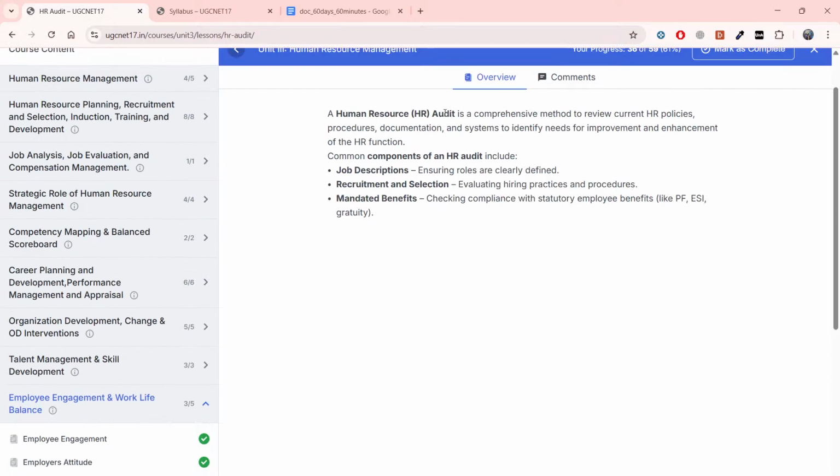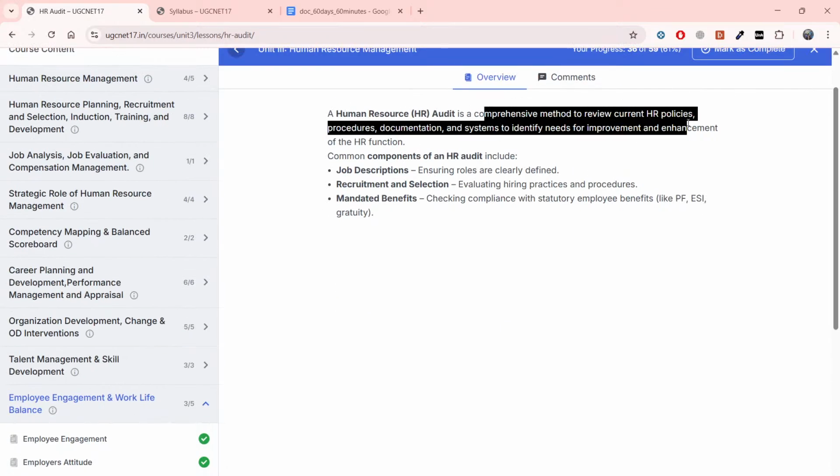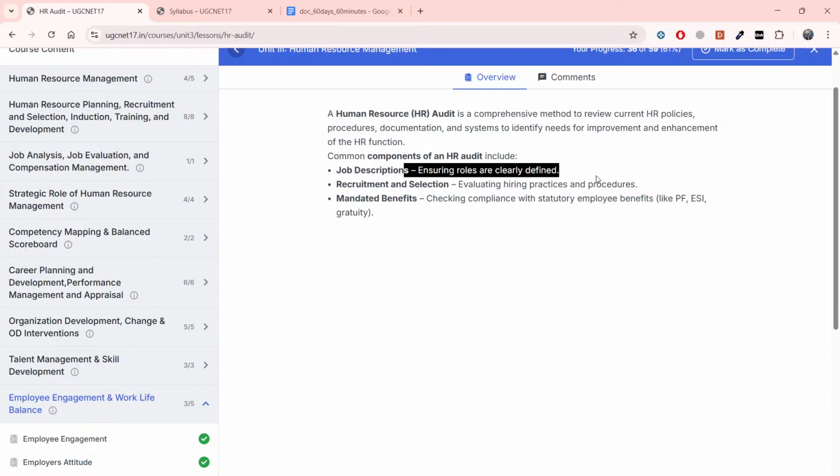A human resource audit is a comprehensive method to review current HR policies, procedures, documentation, and systems to identify needs for improvement and enhancement of the HR function. Common components of an HR audit include job description, ensuring roles are clearly defined, recruitment and selection, and mandated benefits.